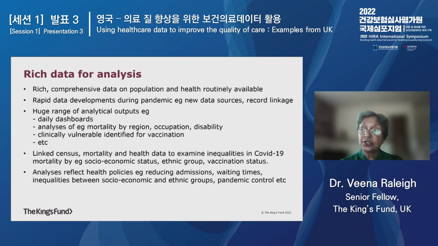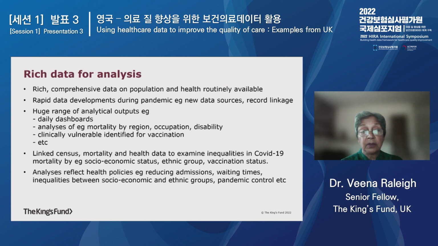So because we have a national healthcare service, we have very rich data for analysis. The data covers the entire population, and there's routine healthcare data flowing all the time through the system. During the pandemic, there were very rapid data developments in the healthcare system. We had a lot of new data sources coming on, and new developments in record linkage across health sectors in order to be able to produce new analyses that would support control of the pandemic. I'll say more about this later.